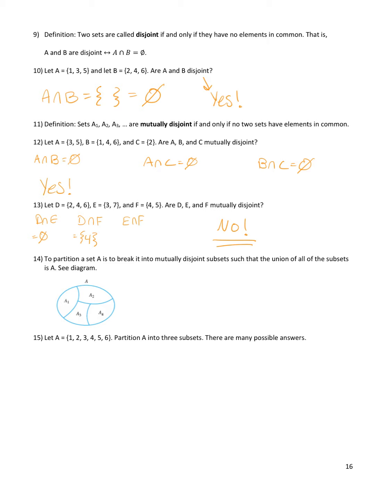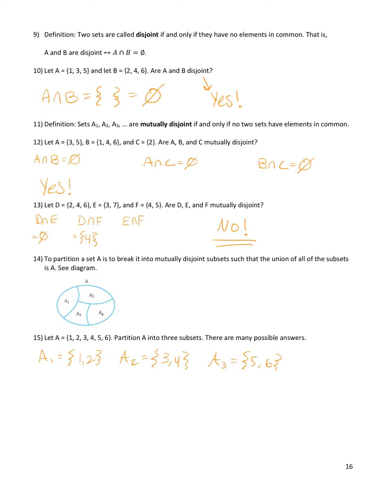Okay, so if I have A is 1, 2, 3, 4, 5, 6, I want to partition it into 3 subsets. There are many possible answers. So I could say A1 is 1, 2. A2 can be 3, 4. And A3 would be 5, 6. Okay, so all 3 of these sets are mutually disjoint. None of them overlap at all. And when you union them together, you get all of A.